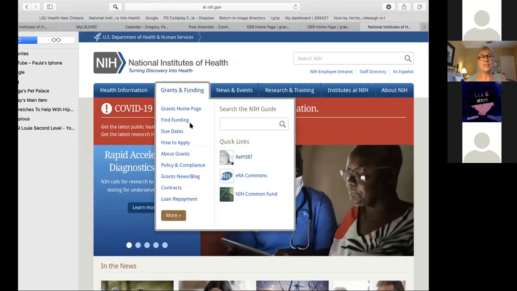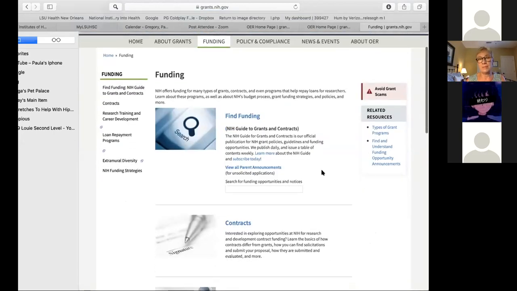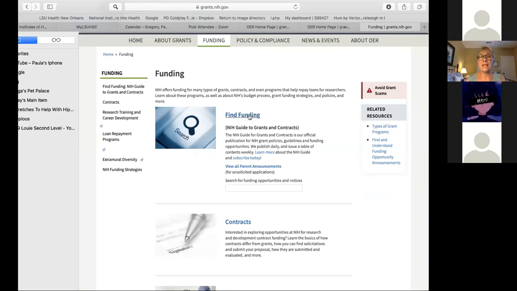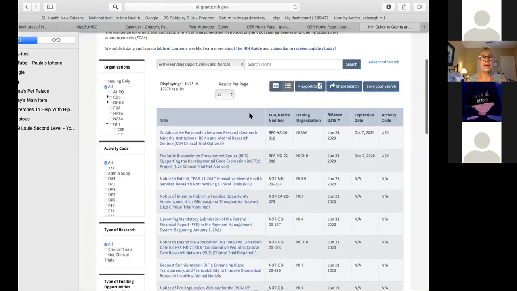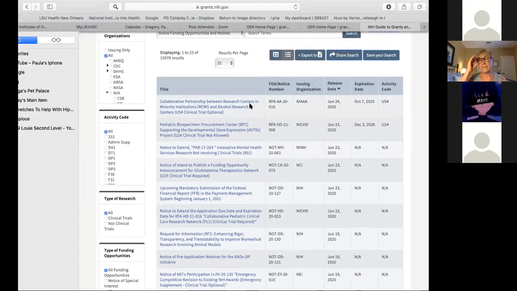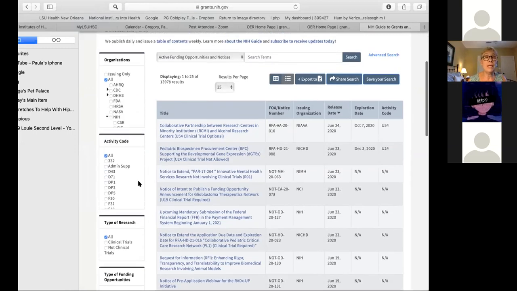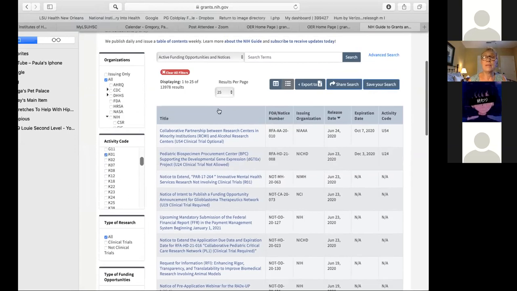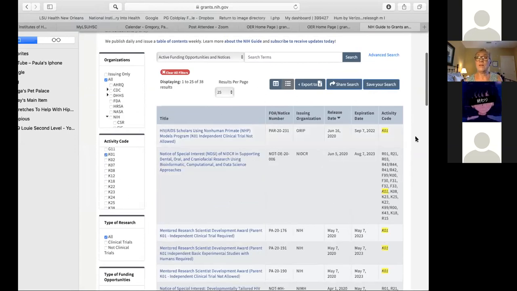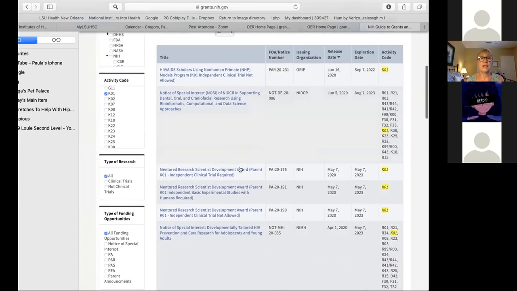So I did mention going to the guide, but here we can actually just go to the guide. And so, find funding. This is by date. Again, we could pick a funding mechanism. Let's try a K01. And then we should get only those. Here's a special notice of interest. Here's the parent award that just came out. This is a program announcement, PA.